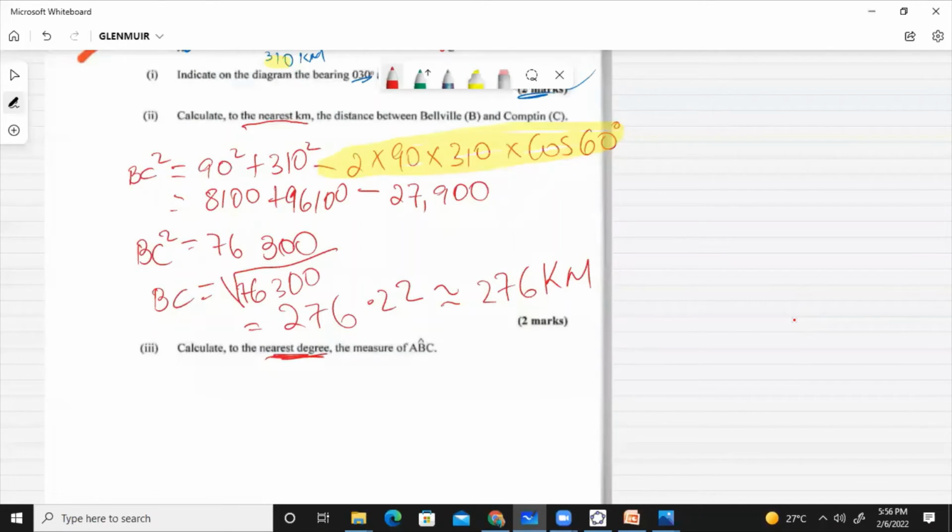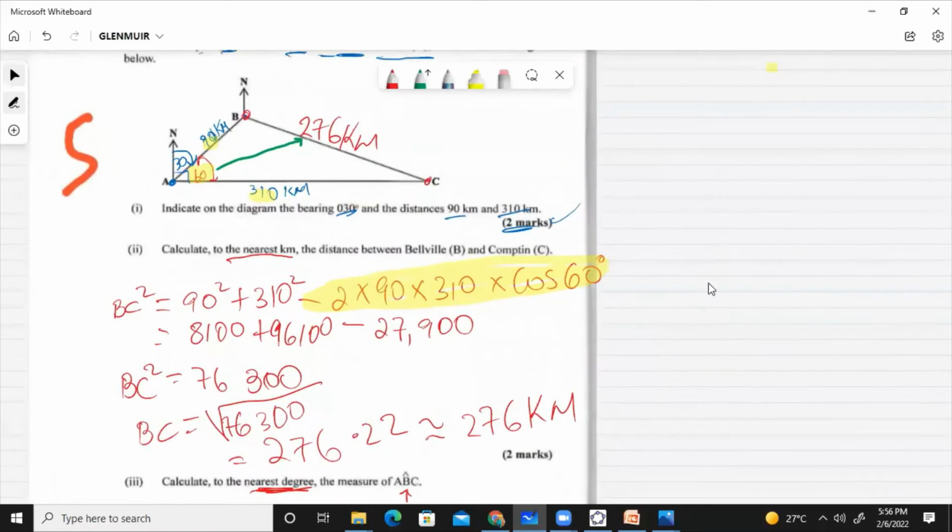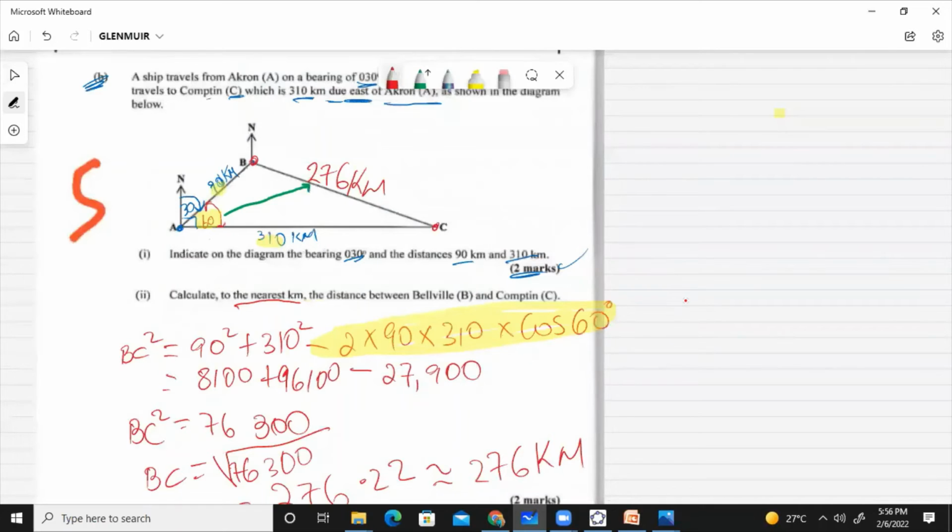I'm underlining this. It did say the measure of angle ABC. Remember, when you're following the flow of three letters in dealing with angles, it's going to be the angle right there in the middle at B. Let's mark this angle. They want us to find this angle right there.